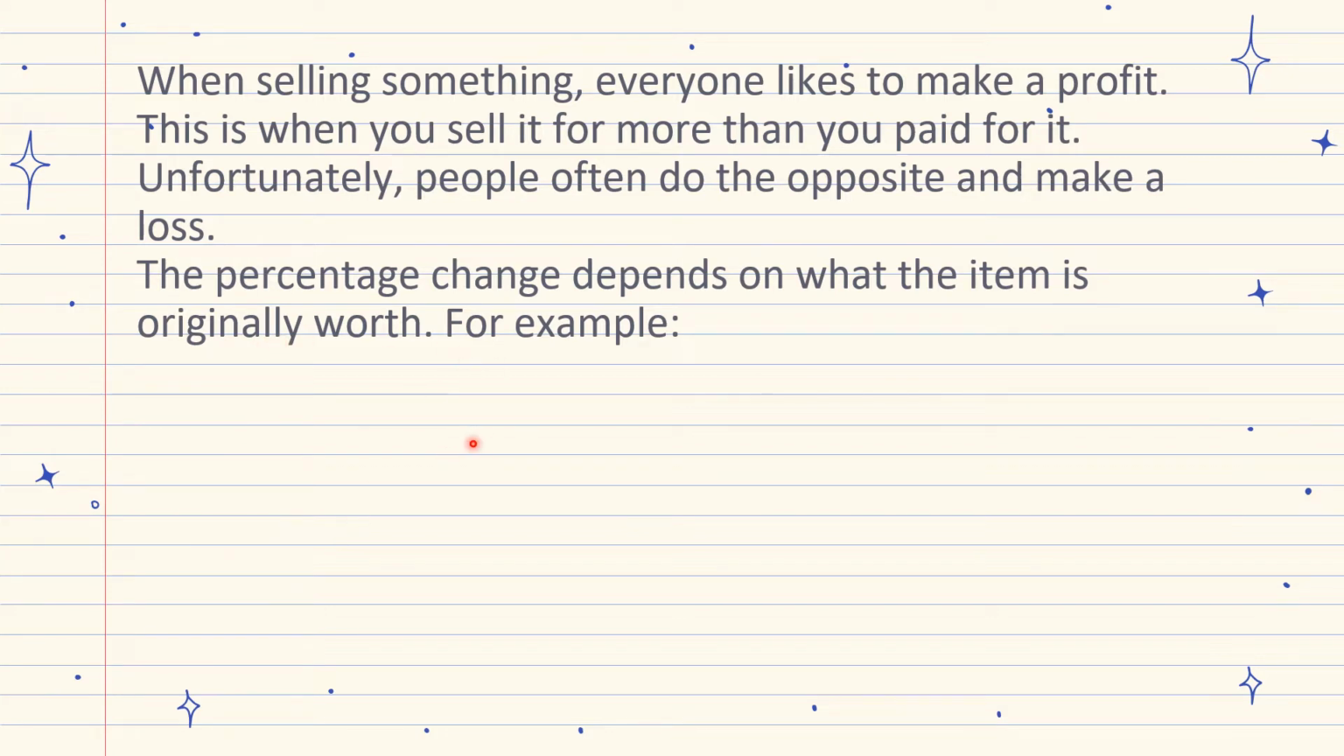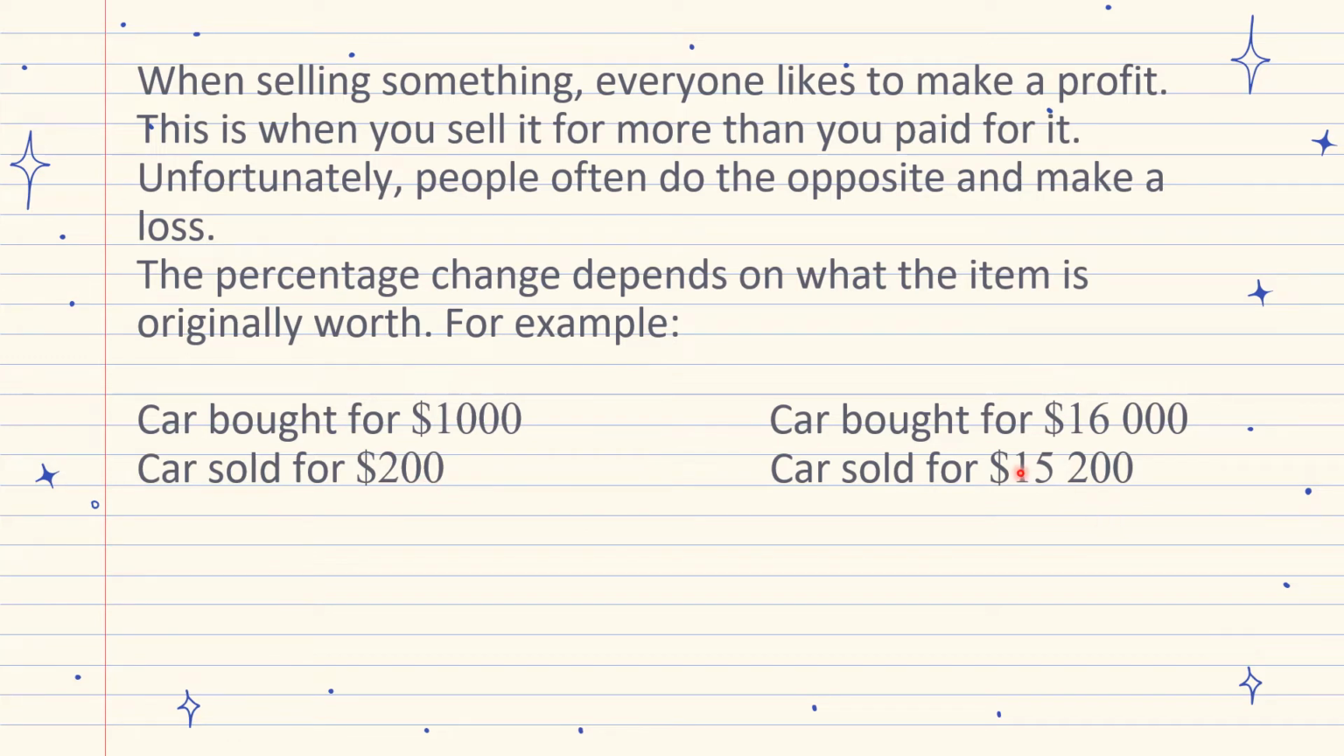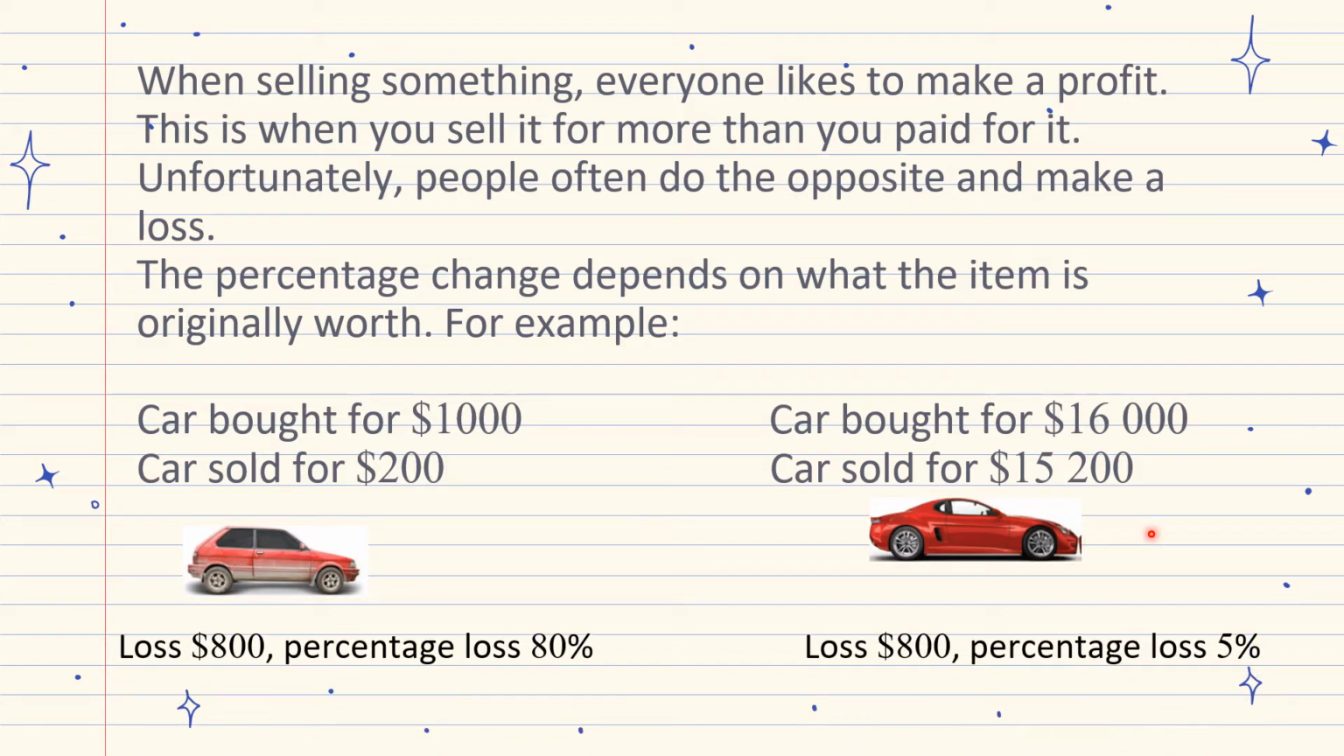So, for example, if you bought a car for $1,000 and you sold that car for $200, you sold that car for $15,200, right? So there's your little cost. So in this instance, your loss was $800, but your percentage loss was 80%, which is a lot. This one, the loss was also $800, but the percentage loss was 5%. So it was a much less loss. And this is what I'm going to teach you how to do today.